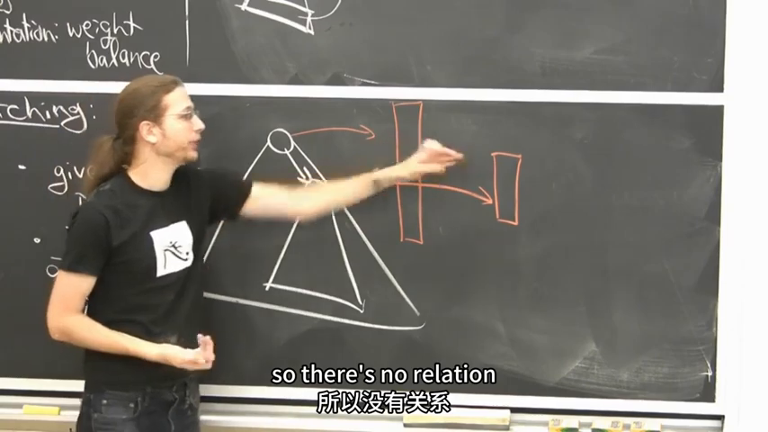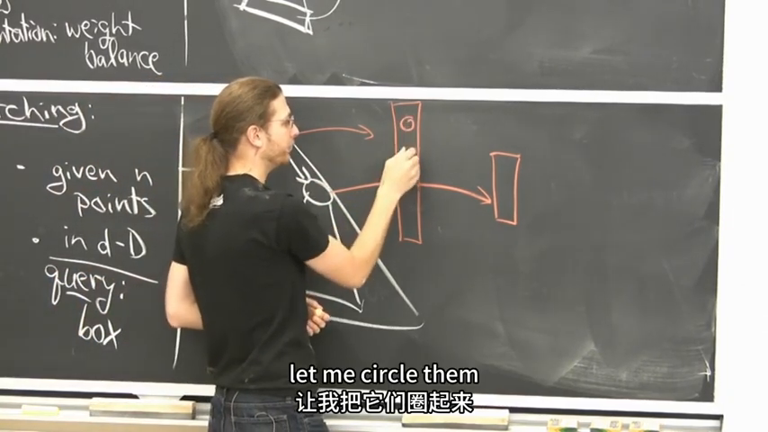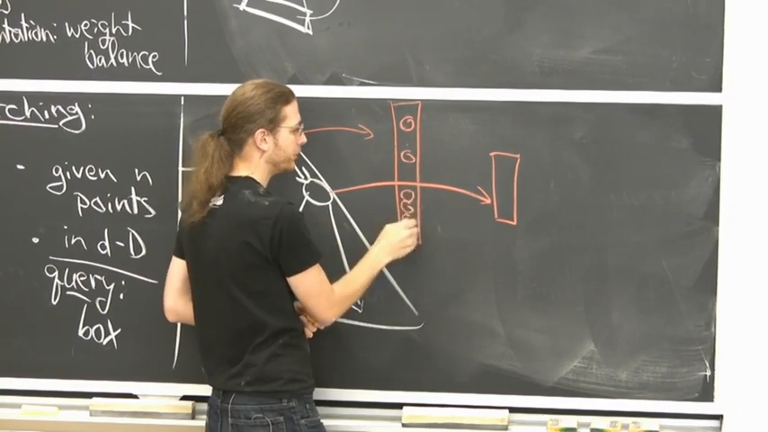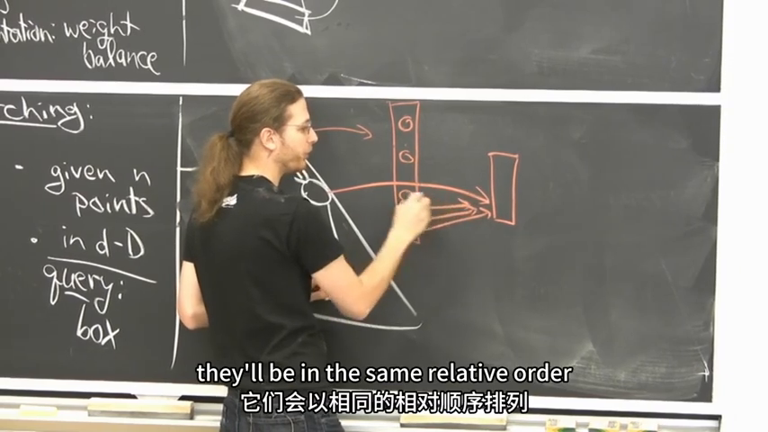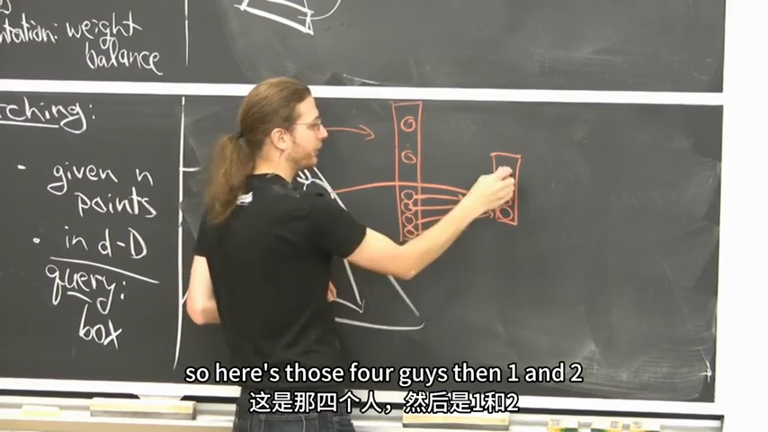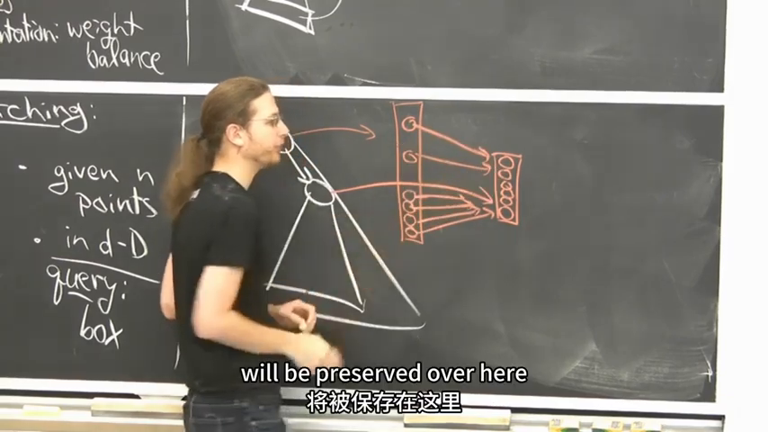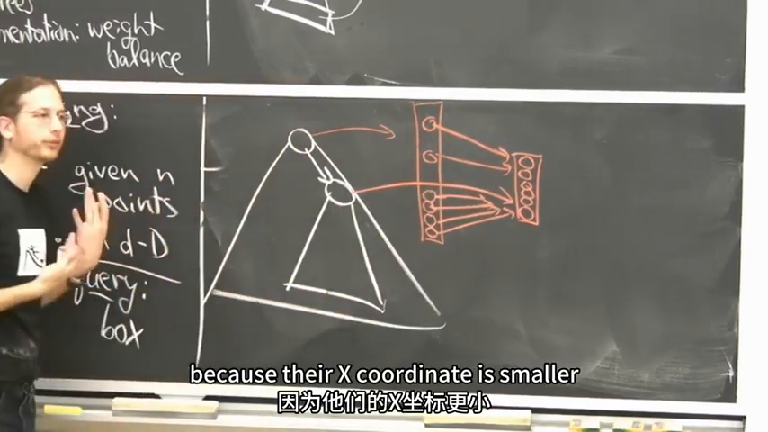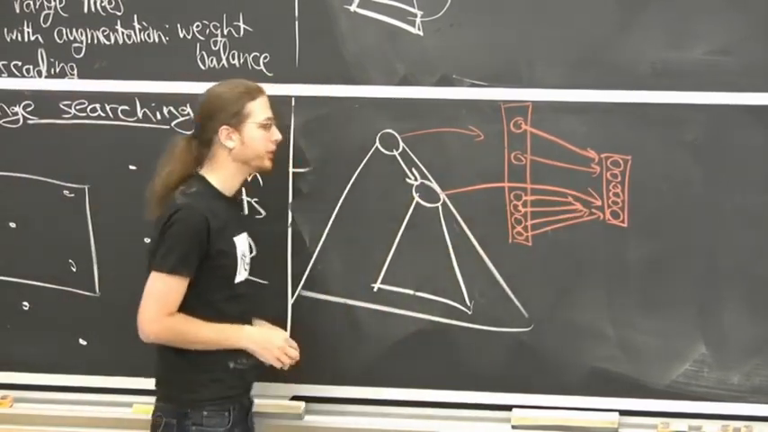So there's no relation. I mean, some of the guys that are here, let me circle them, some of these guys exist over here. They'll be in the same relative order. So here's those four guys, and then one and two. So some of these guys will be preserved over here. Some of them won't because their x coordinate is smaller. It's an arbitrary subset. These guys will also live here.